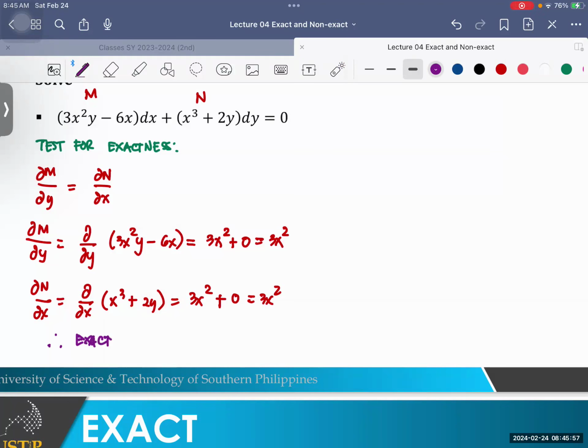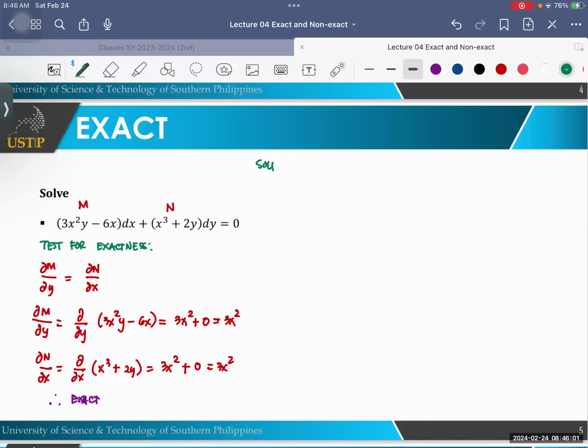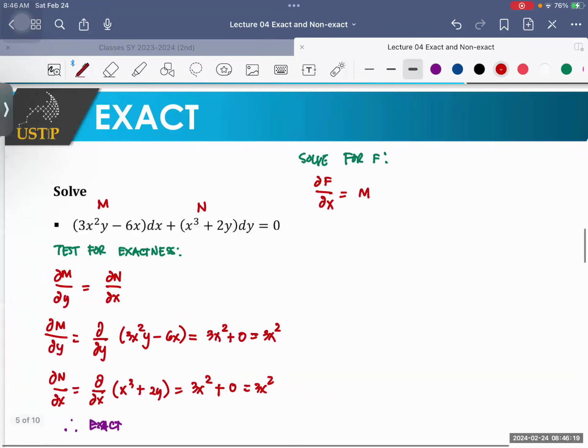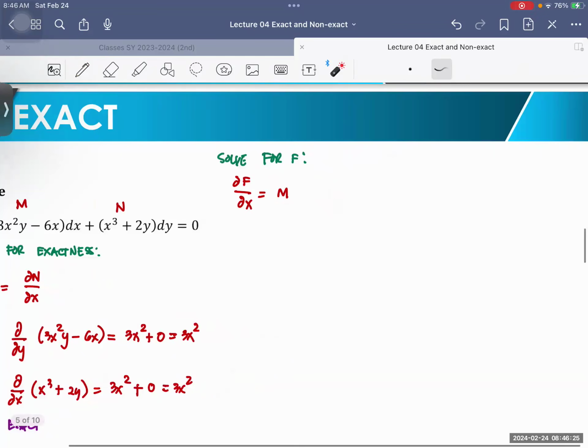So kung exact siya, follow ta sa process. Kato ng solve for f. Okay, we solve for f. Start with the partial derivative of f with respect to x. Karon class bali na po siya, no? Ang M nimo ay partner na po nimo sa x. Ganina pag test nato sa exactness, di ba ang M kay partner sa y? Okay? So mao gyud ni kailangan hinumduman.